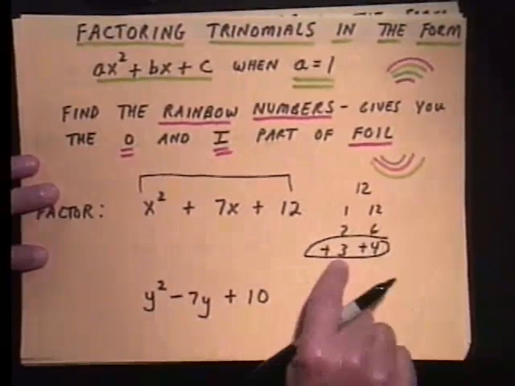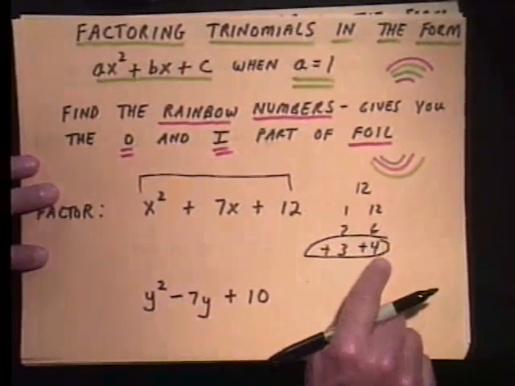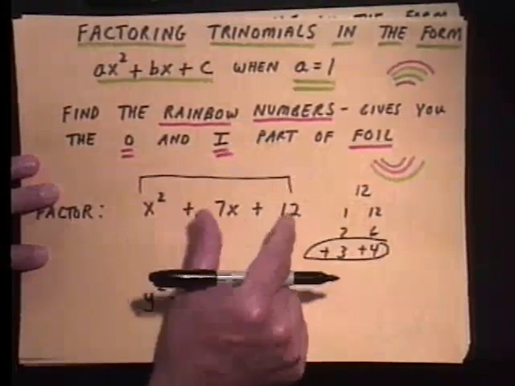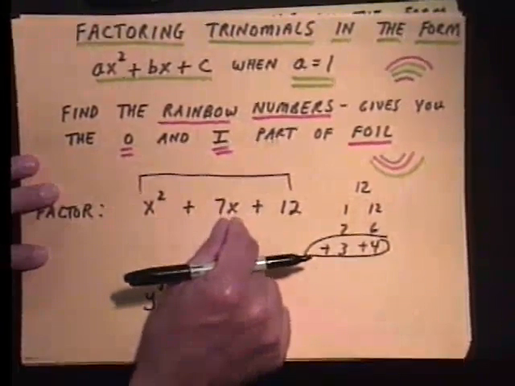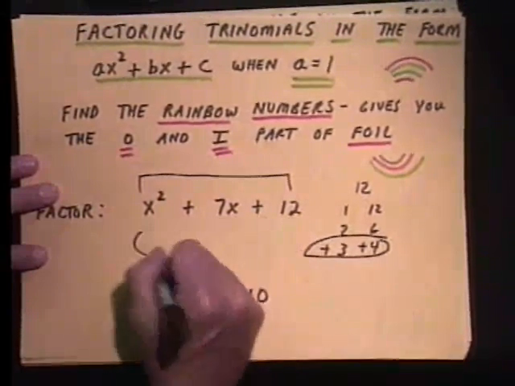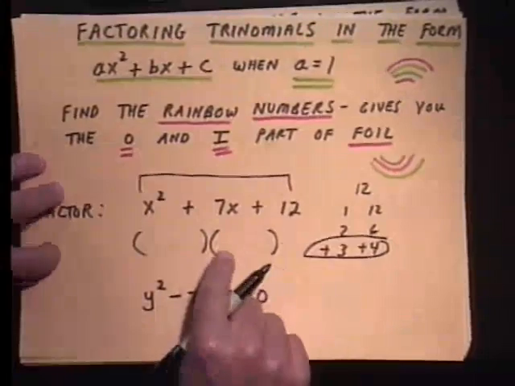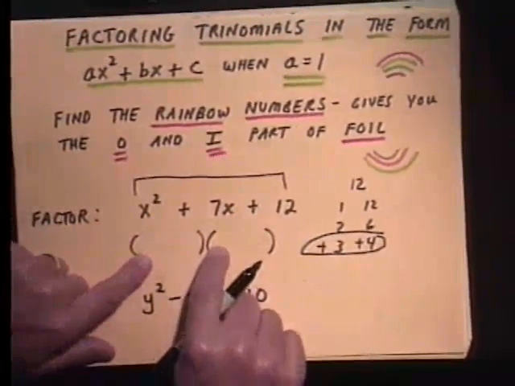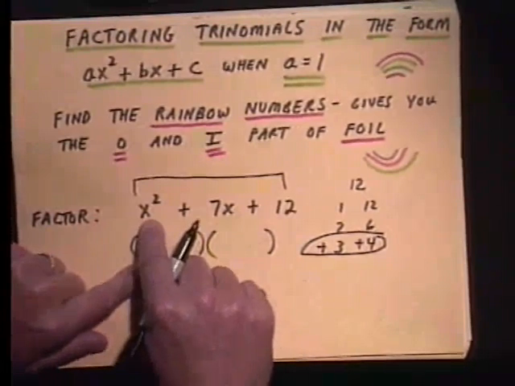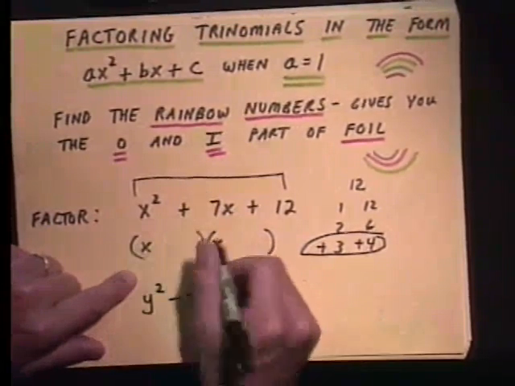So what I call these are the rainbow numbers. The factors of the outside two multiplied together, these numbers will always add to give you that middle one. All right, so let's think about foiling in reverse. So when we break apart our two parentheses here, the first two terms would have to multiply to give me x squared. What would they be? What times what is x squared? Well, x times x.